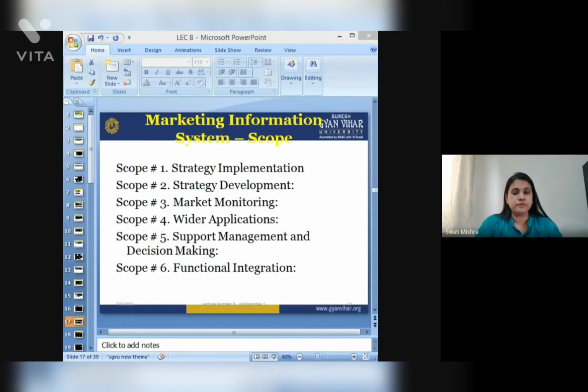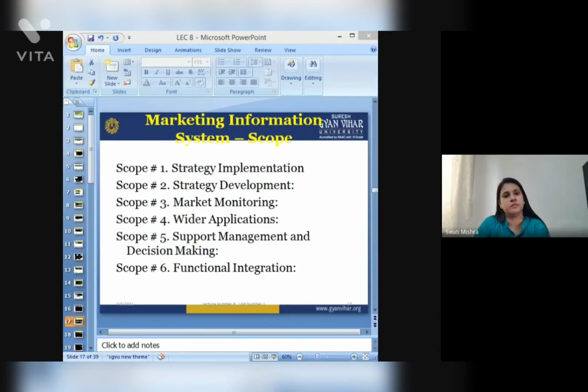Now, if we move ahead towards the fifth point, which I have mentioned, that is support for management decision making. So MIS supports management decision making. Management has five distinct functions, and each of them needs support from MIS. These are well known to you: planning, organizing, coordinating, decision making, and of course controlling. So that is how the management information system or the marketing information system supports management for key marketing decisions. Then comes the functional integration part here.